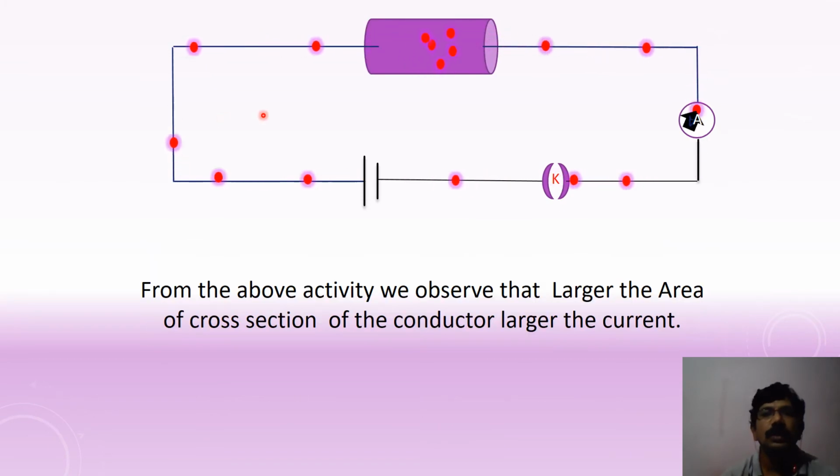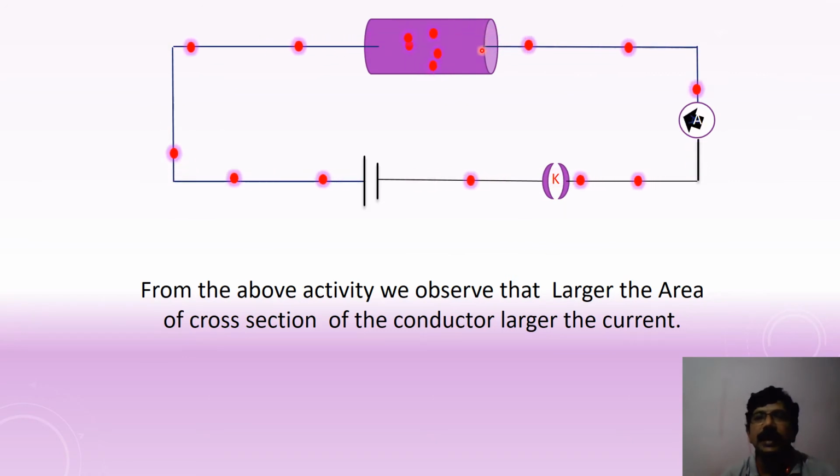Now children, observe this another circuit. Here I am not changing the length of the conductor. Simply, if you observe this, I increased the area of cross section of the conductor. So, when the area of cross section of the conductor is increased, more and more current is passing through the circuit. More and more electrons are passing as the area of the conductor is increased.